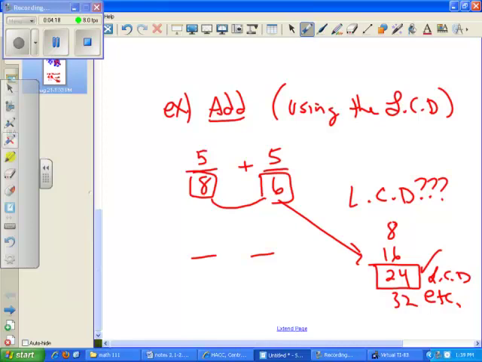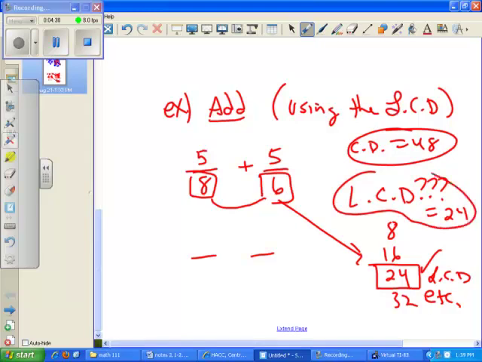Otherwise, you could do what she said and just take 8 times 6 and get 48. So I want to mention this, CD, 48. 48 is a common denominator, but it's not the least common denominator. So the least common denominator is 24. If you don't use the least common denominator, you get stuck reducing at the end.